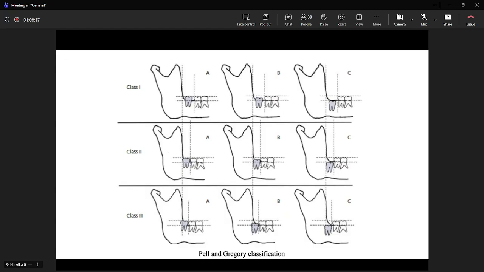So Pell and Gregory classification has 9 categories of impacted third molar. Third molar could be class 1A, which is the easiest to extract, or could be class 3C, which is the most difficult to extract.